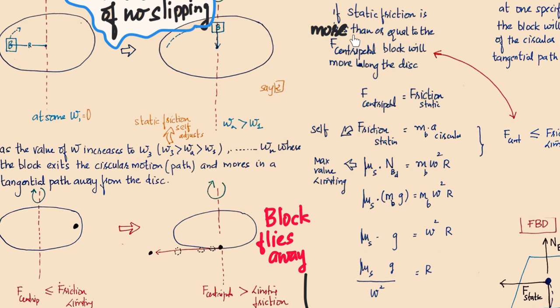So if static friction is more than or equal to the centripetal force, then the block will move along with the disk. Therefore, we can say that static friction, you can use less than or equal to if you want, will be equal to the centripetal force. Centripetal force is mass of the block into circular acceleration, which is m omega square r. Friction is mu into N. N is mg, m by m is 1. So we have mu s into g is equal to omega square r, where r is mu s into g by omega square. Very straightforward solution.